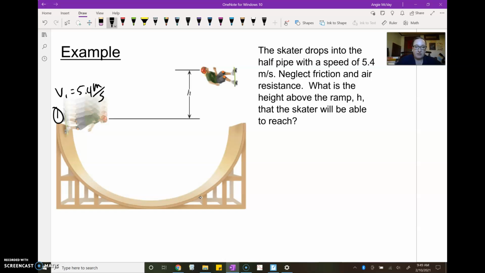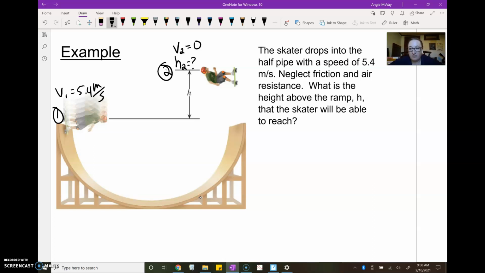So if we call this position position 2 at this certain height above the ramp, then we want to know what the height of position 2 is. Okay, what's something that we know about that skater? We're assuming right at the skater's maximum height, just like with projectile problems, that the speed at position 2 is 0 when they reach their highest height.